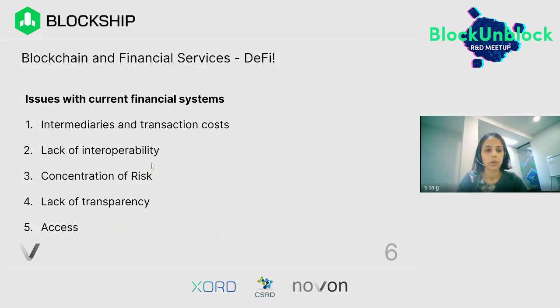Then the second issue is the lack of interoperability. What this means is that the current systems or the current organizations are working in silos. They are not interconnected with each other. Just to give you an example, you can imagine how difficult it is to move your account from one bank to the other bank. And there are a lot of barriers within that process. So this is what lack of interoperability is.